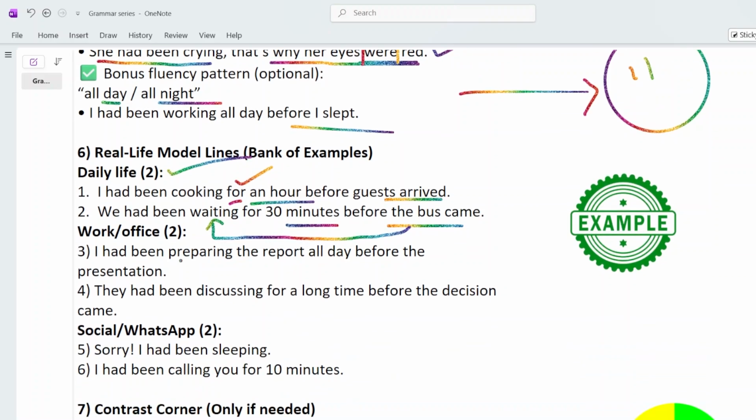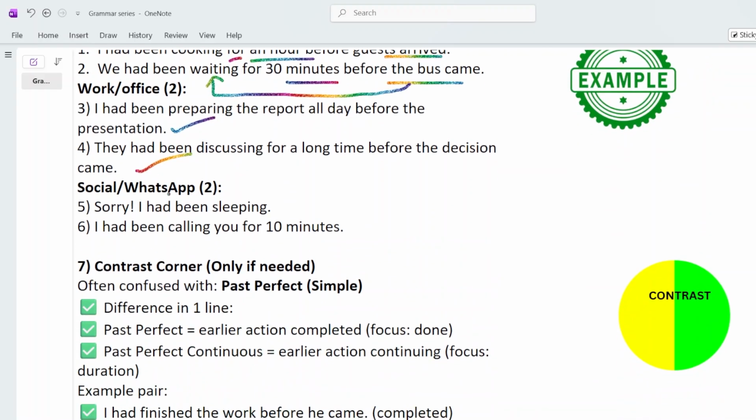Work and office. I had been preparing the report all day before the presentation. Very good. They had been discussing for a long time before the decision came. All right. Great. Now, social and WhatsApp. Sorry, I had been sleeping.